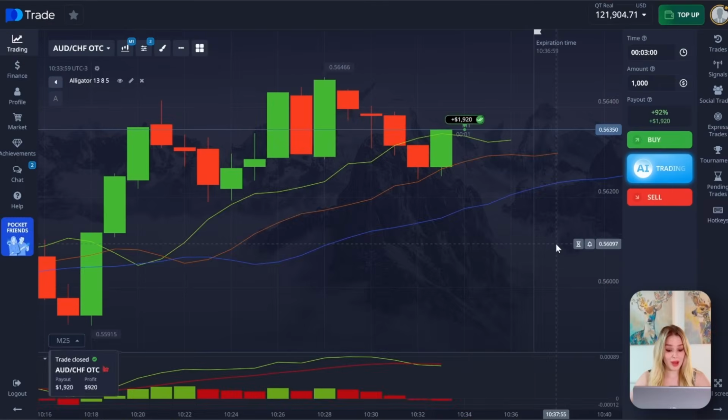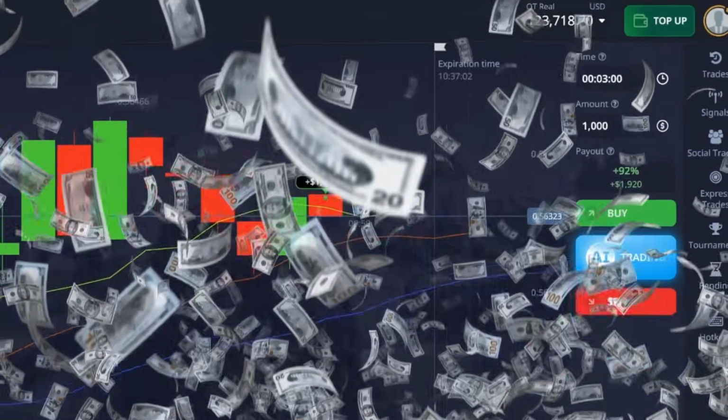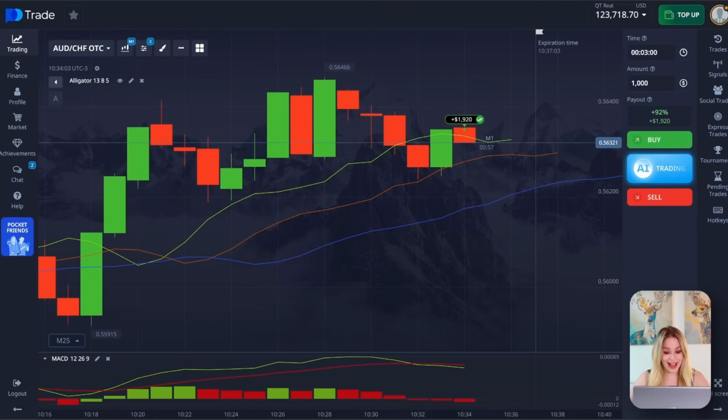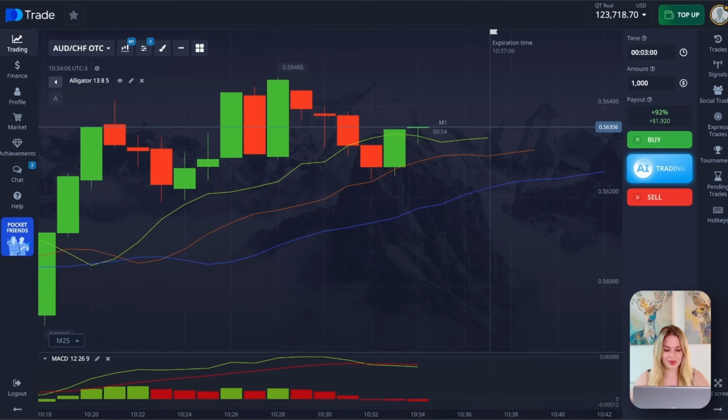3 minutes flew by very fast, and in our balance plus $920. In this trade was the price reversal. Our moving averages, which crossed somewhere in the middle of the trade, confirmed the signal. Our price, having moved away from the entry point, increased the profit quite far.